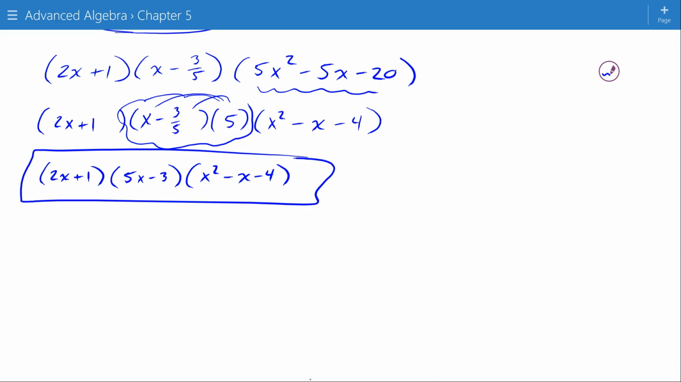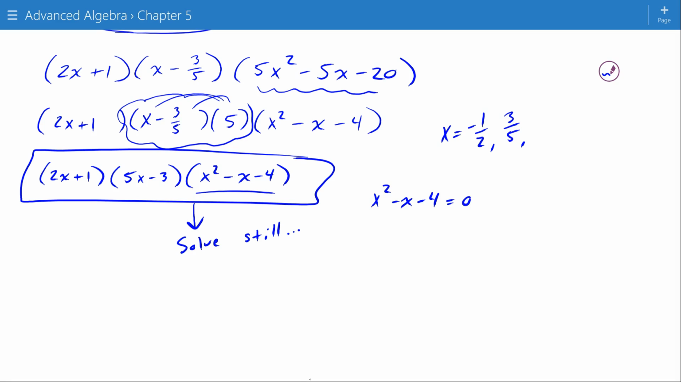Now, we're not done, though, because it actually wanted the zeros, right? We have to get this whole thing equal to 0. So, the never-ending problem. 2x plus 1, we already know that. It's going to be x equals -1/2. 5x minus 3, we got that one. It's 3/5. But now we have to focus on the x squared minus x minus 4. We have to set that one equal to 0, and we still have to solve for that. If we do that, we realize pretty quickly this one can't factor. So we need a different method.